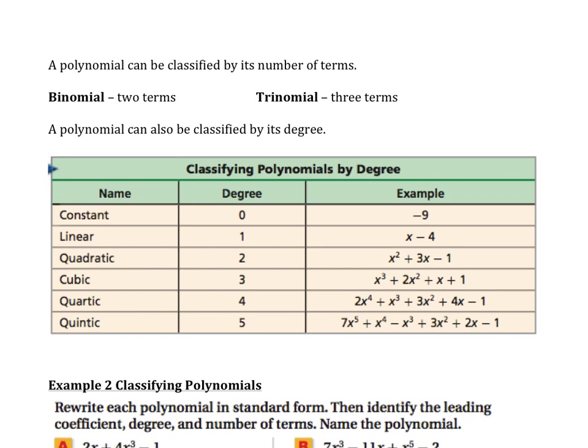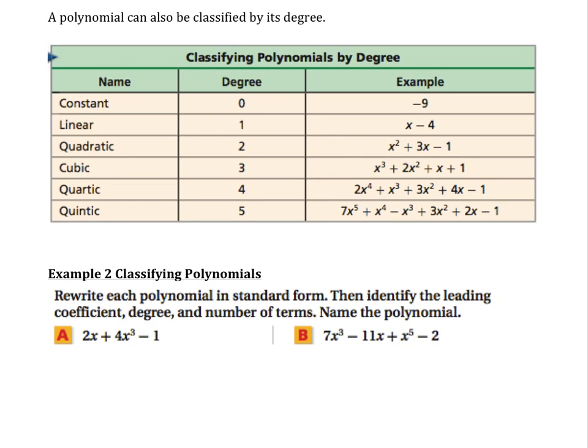We can classify polynomials by its number of terms. 2 terms is a binomial, 3 terms is a trinomial. A polynomial can also be classified by degrees, and there's a nice table there. You do have to memorize those. If I have a 0 degree, it's just a constant, it's just a number. Degree of 1 is linear, degree of 2 is quadratic, degree of 3 is called cubic, a degree of 4 is called quartic, and a degree of 5 is called quintic. So think of a quartet is 4 singers, and quintuplets would be 5 kids.